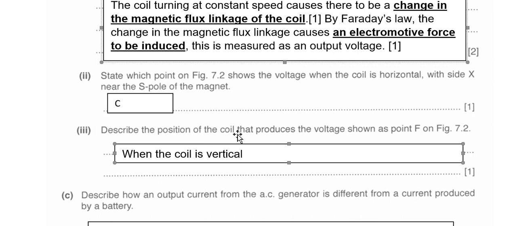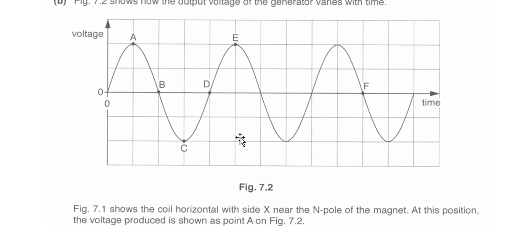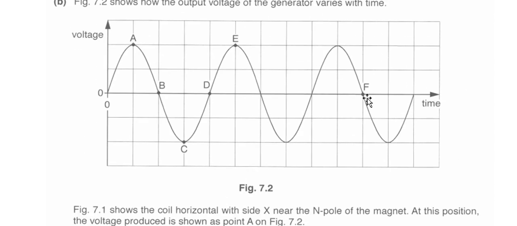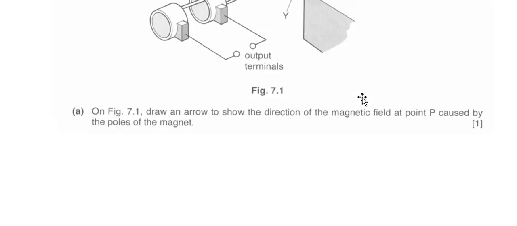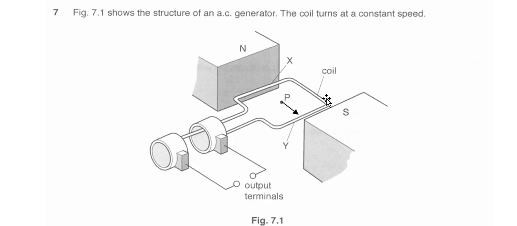Describe the position of the coil where it produced the voltage shown as point F in figure 7.2. So 7.2 refers to point F, where the voltage is 0. If you recall from your textbook, whenever the coil is rotating like that, when the coil is vertical, it will actually produce 0 voltage, even though it's cutting maximum magnetic flux.